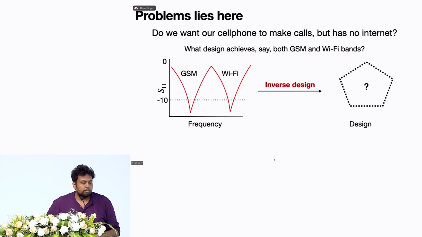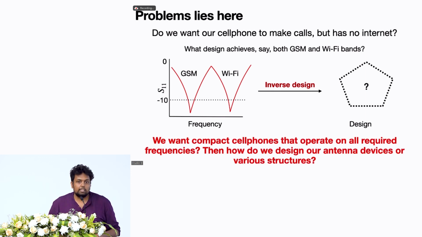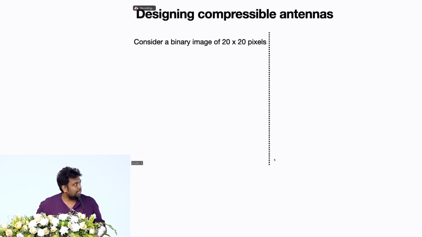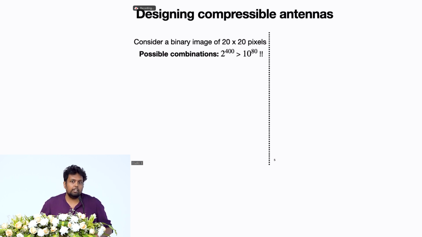This is the problem. We all want our cell phones to be compact, to work across all frequencies, and to support wearable applications that are going on these days. So we want compactness. So how do we design compressible antennas? Let's take motivation from the image space. Consider a very tiny binary image of 20 by 20 pixels. The possible number of combinations is 2 to the power 400, which is greater than 10 to the power 80, the total number of nucleons in the universe, for just a tiny image.